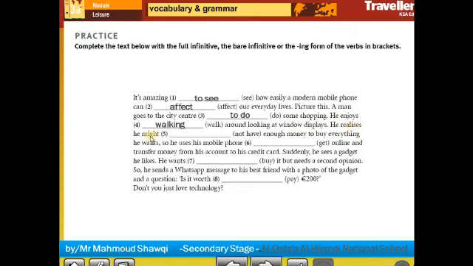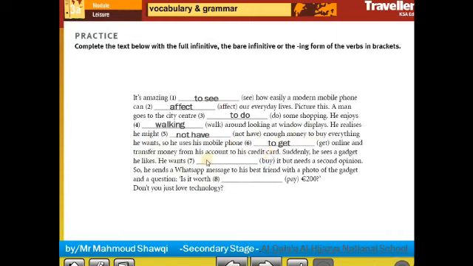He realizes he might. Can affect. Might. This is a modal verb. Yes, we use the bare infinitive. We don't use to after might. Okay? He might not have enough money to buy everything he wants. So he uses his mobile phone. Why? Yes, the answer is to get online. He uses his mobile phone to get online and transfer money from his account to his credit card.